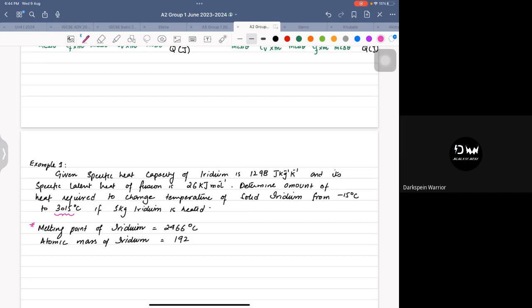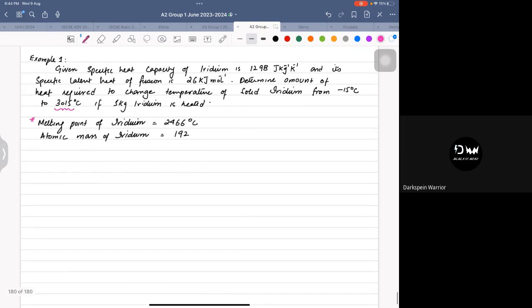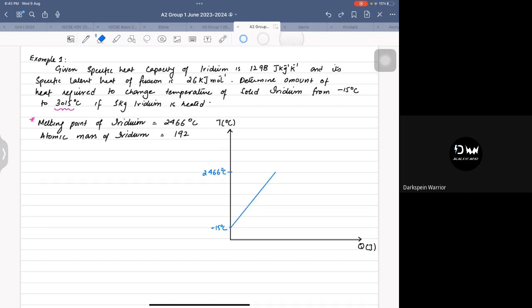To have a better understanding of the question, I would want to create, on the side, which is not required by the examiner at all, a bit of a heating curve. So let's see. We'll start from negative 15 degrees Celsius. First, it will be heated to something like 2466 degrees Celsius, where it will start to melt because obviously there's a change in state happening here.